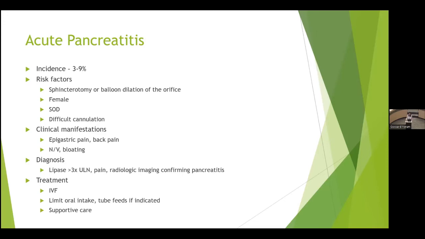Mild acute pancreatitis, which is the majority of our cases following ERCP, is characterized by the absence of organ failure or local systemic complications. These patients usually recover within a couple of days.